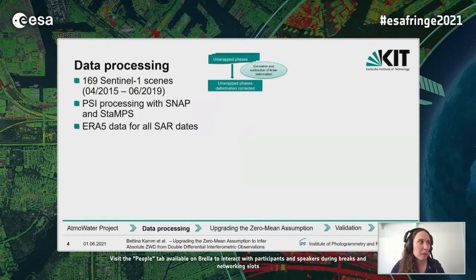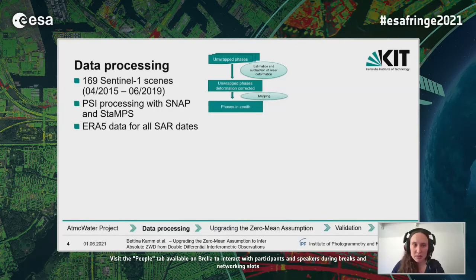So how am I processing my data? I processed 169 Sentinel-1 scenes from 2015 to 2019. I don't want to focus on the basic processing, the PSI processing. I use SNAP and StaMPS for that. So I will start here now with the unwrapped phases, where I estimate and subtract the linear deformation, and I get unwrapped phases which are deformation corrected.